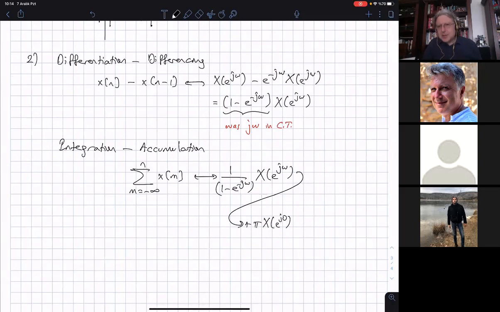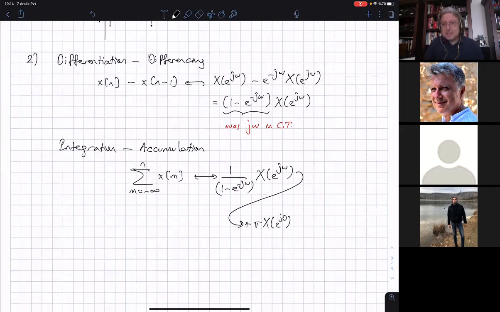This is also capital X of 0, but it is capital X of e to the j0. I'm writing it like that to indicate that omega is equal to 0. In fact, e to the j0 is e to the 0, which is 1. So this is capital X of 1. Capital X of 1 corresponds to the discrete time Fourier transform at omega equal to 0. It's a little bit confusing, so I don't want to confuse you, and I'm leaving it like this. It's the 0 frequency and an impulse.